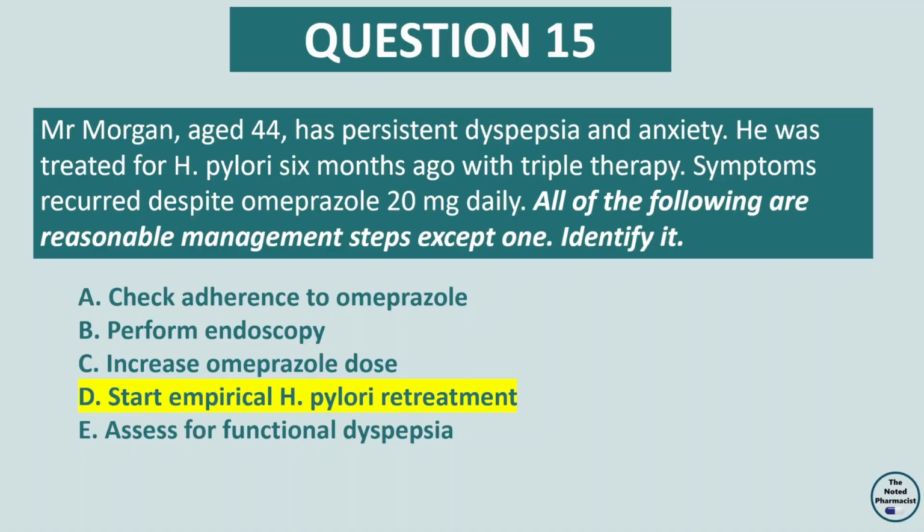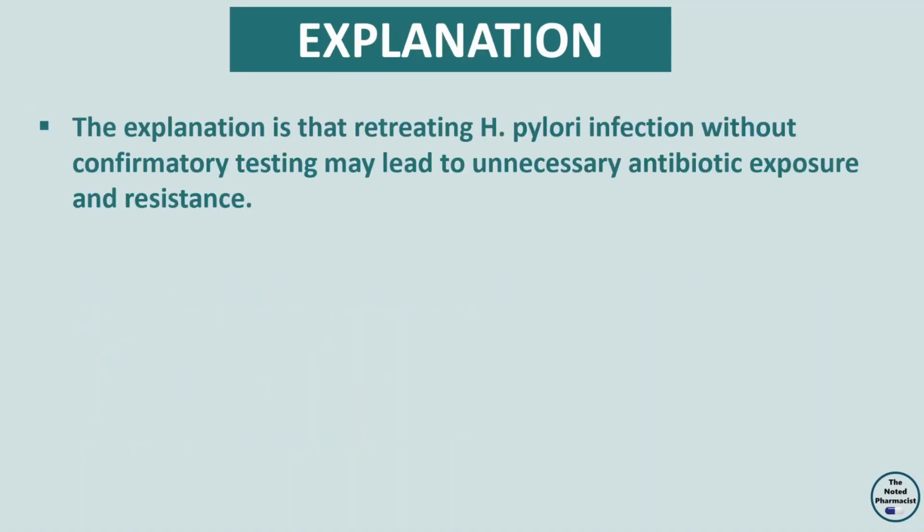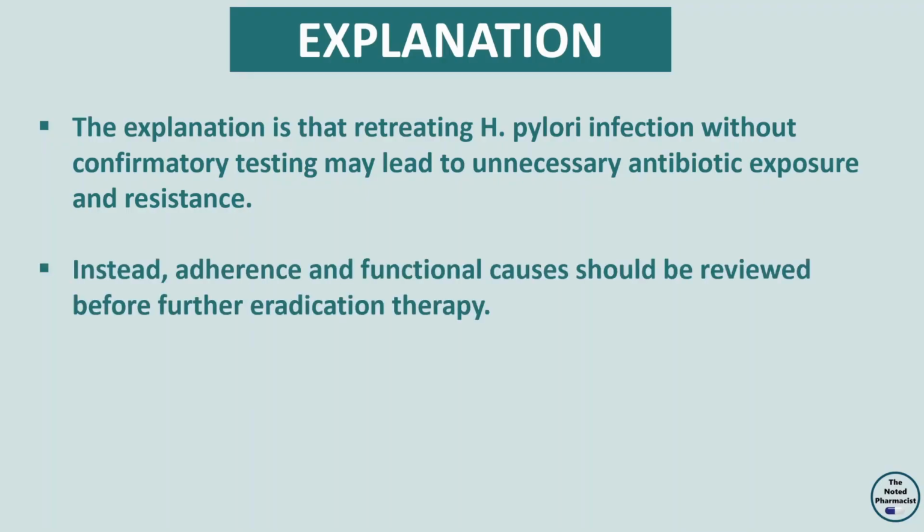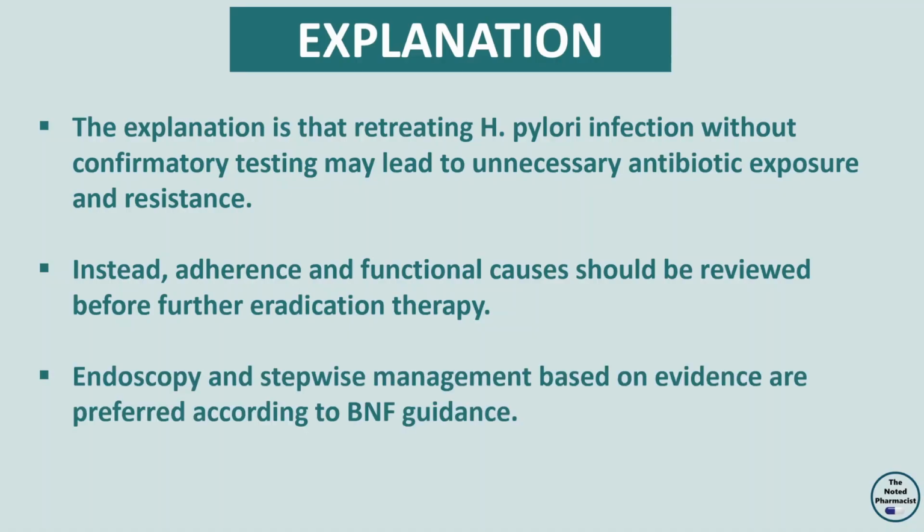The correct answer is option D, start empirical Helicobacter pylori retreatment. The explanation is that retreating Helicobacter pylori infection without confirmatory testing may lead to unnecessary antibiotic exposure and resistance. Instead, adherence and functional causes should be reviewed before further eradication therapy. Endoscopy and stepwise management based on evidence are preferred according to BNF guidance.